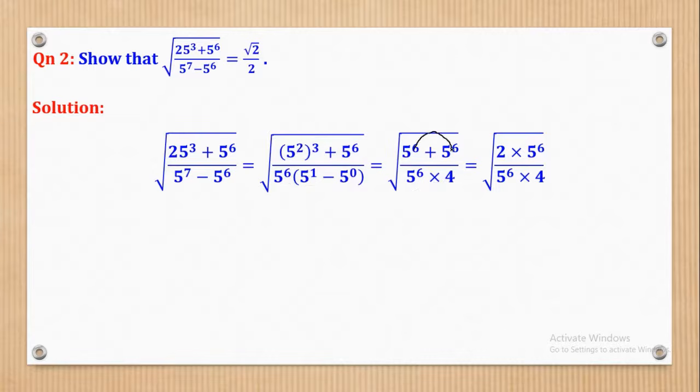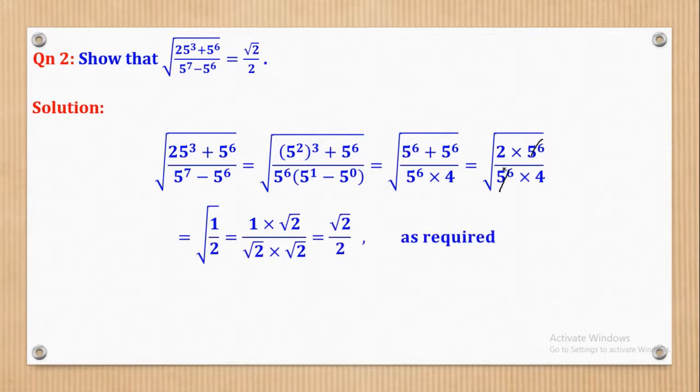Then this times this, it becomes 2 times 5 to the power 6, and this one is maintained here. Then you are going to cancel out, because this and this cancels. Then this 2 divided by 4 gives you a half. That is why I see a square root of a half. But remember, in this square root of a half, root 2 is in the denominator, therefore you have to rationalize. So multiply up and down by root 2 to come up with root 2 over 2 as required.